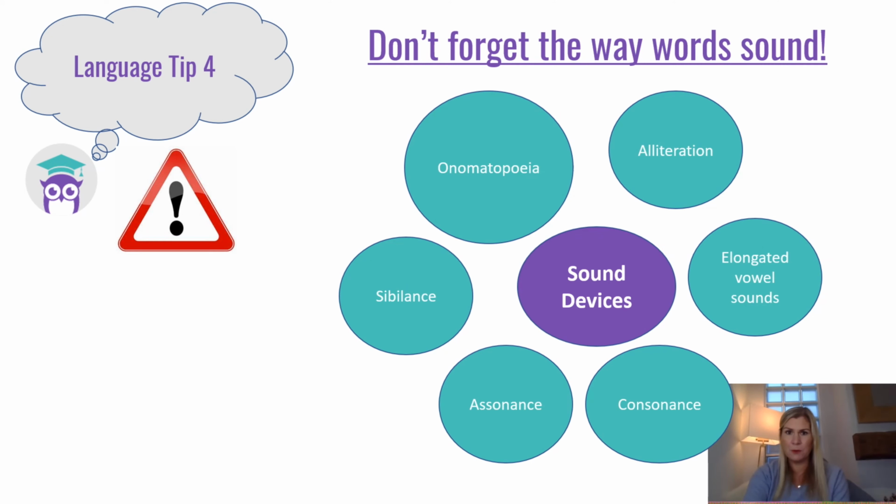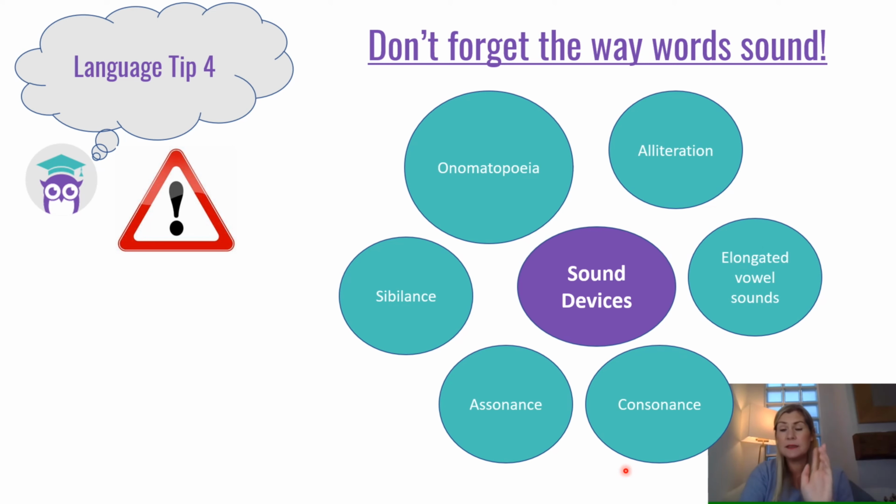Language tip 4, don't forget the way that words sound. Play on sound effects. So here we have a variety of sound devices. So you've got onomatopoeia, words that sound like their meanings. Alliteration, when you repeat the initial consonants at the beginning of a series of words. Elongated vowel sounds. So that's when the vowel sounds in the middle of the words are long and slow and drawn out. Very different to like whip, which is speedy.